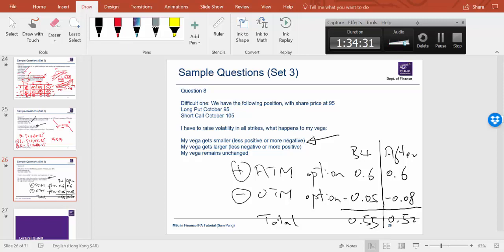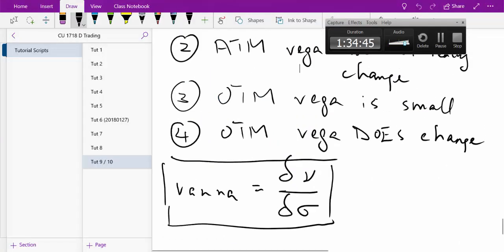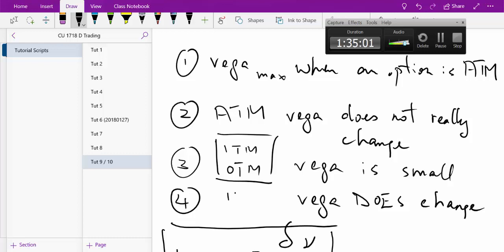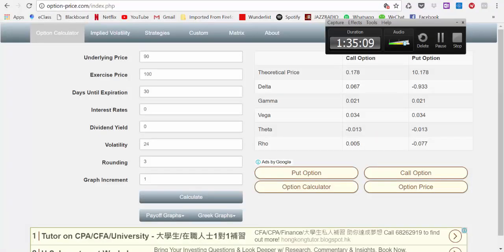In the money, thank you, Li Jing. Actually, I should say very, very out of the money and very, very in the money options. Okay? Which is why it's good when you ask me questions, because sometimes there are things I forgot to mention. Yeah, it's like this. So in the money Vegas are small, they do change? Very good question, okay?